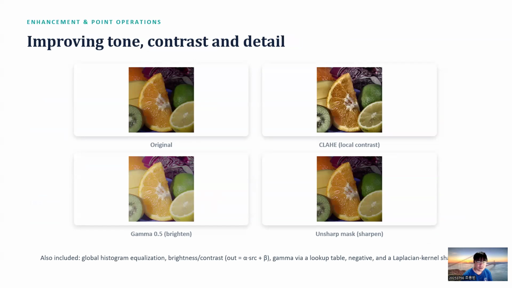The first family improves tone, contrast, and detail. CLAHE boosts local contrast without washing out bright areas. You can see extra texture appear in the fruit. Gamma correction below 1 brightens the midtones, and the unsharp mask increases sharpness by adding back the high-frequency detail. Histogram equalization, brightness and contrast, and a negative are also included. For color images, I equalize only the brightness channel, so the colors stay natural.